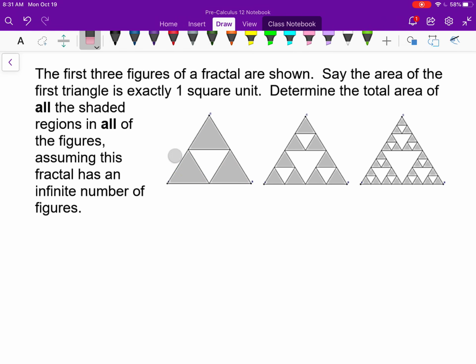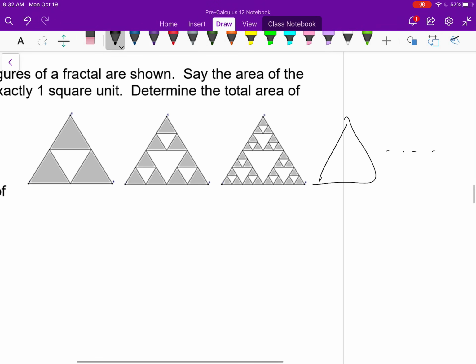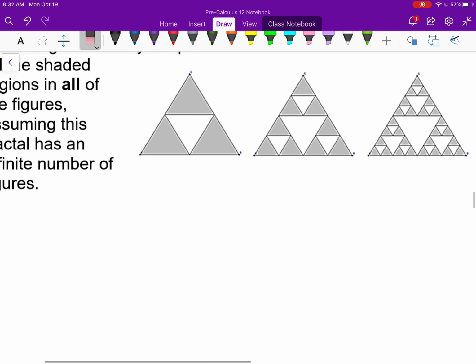So I want to know what is the total area of all the shaded regions in all the triangles. Because keep in mind, these just keep going forever and ever. How can we do that? Well, if I'm going to ask you to do that, somehow it has to come back to a geometric sequence, and it has to be convergent. Otherwise, I can't actually add up the total area. It'll become infinitely large.